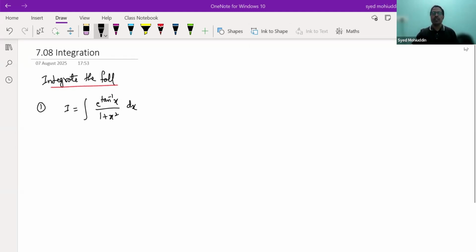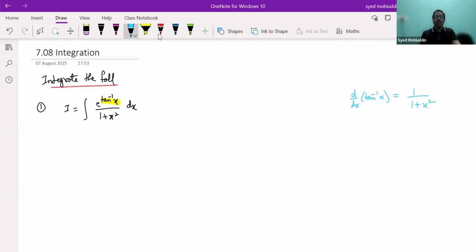Whether I have to take e power as t, or tan inverse as t, or 1 by 1 plus x square as t, which value has to be taken as t? That's the question we have. But if you try to differentiate one value, you should be able to get the other value. For example, if I take tan inverse as t, we know that the derivative of tan inverse of x will be 1 by 1 plus x square.